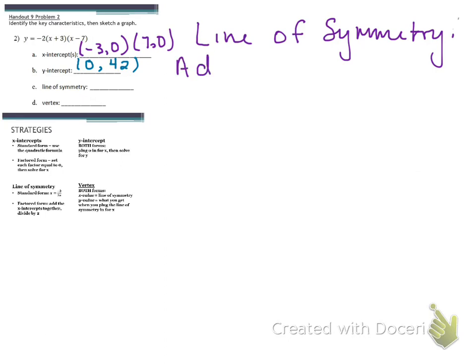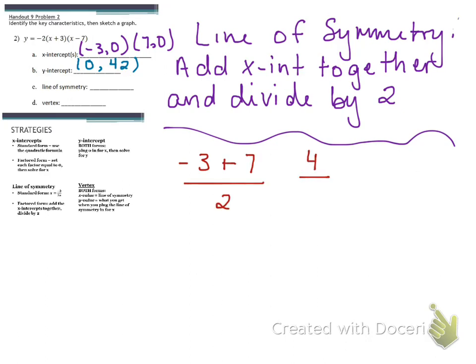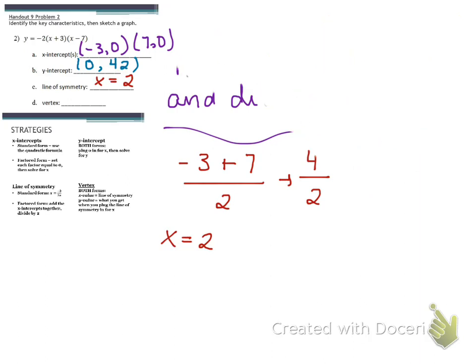For the line of symmetry, you want to add the x-intercepts together and then divide by 2. So you'll have negative 3 plus 7 divided by 2, which is 4 divided by 2, which is 2. Don't forget, this is an equation, so you want to write it as x equals 2.